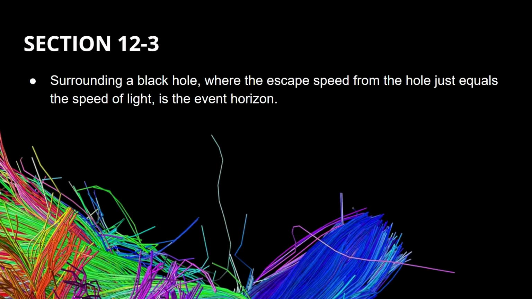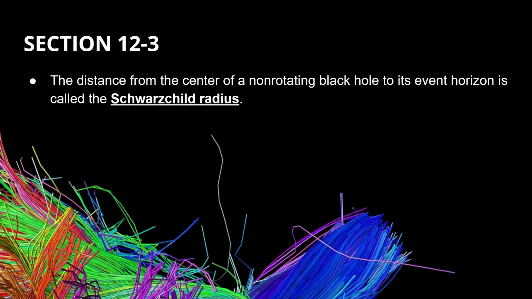All right? So this surrounds a black hole. Essentially the barrier, you can almost say, where the escape speed just equals the speed of light. You'd have to be going just at the speed of light to be able to escape. The distance from the center of a black hole to that event horizon is called the Schwarzschild radius, named after the guy who kind of came up with that.